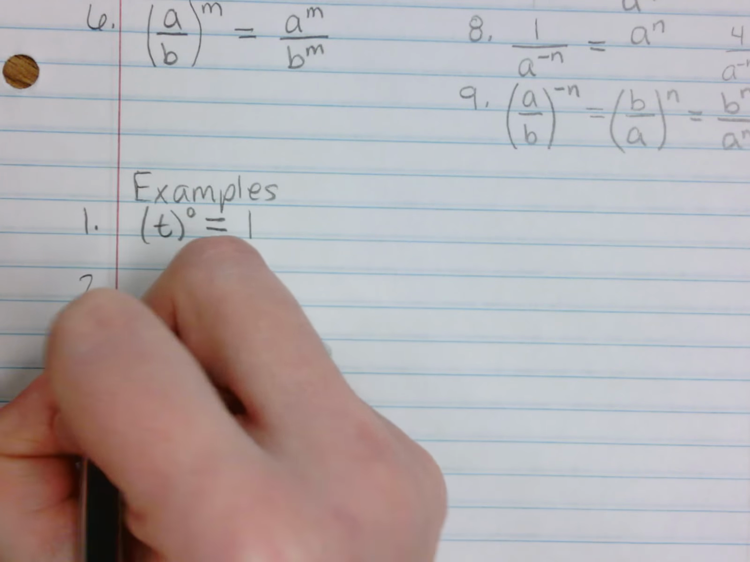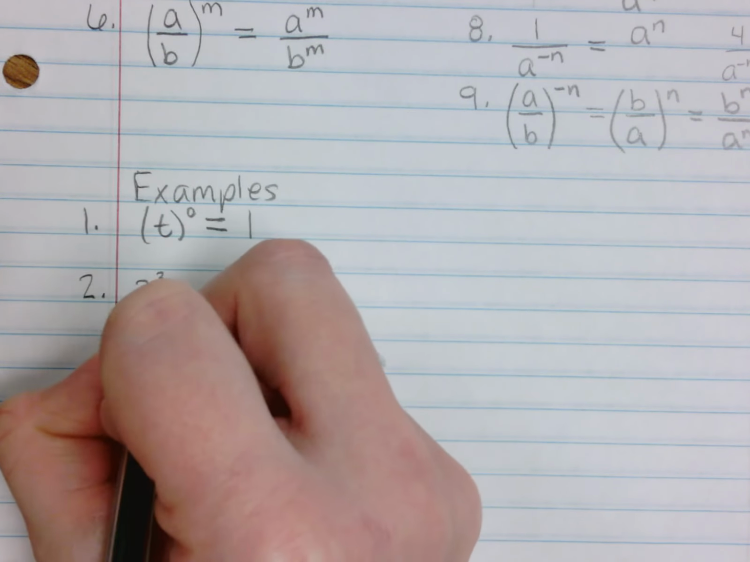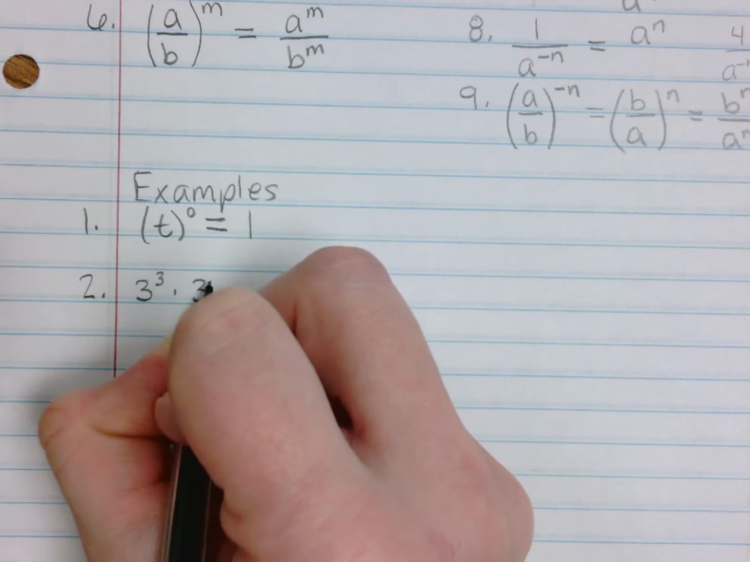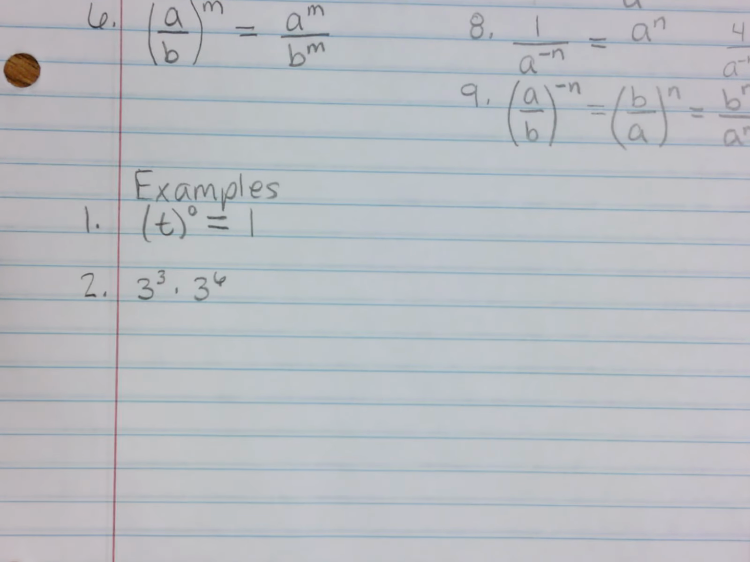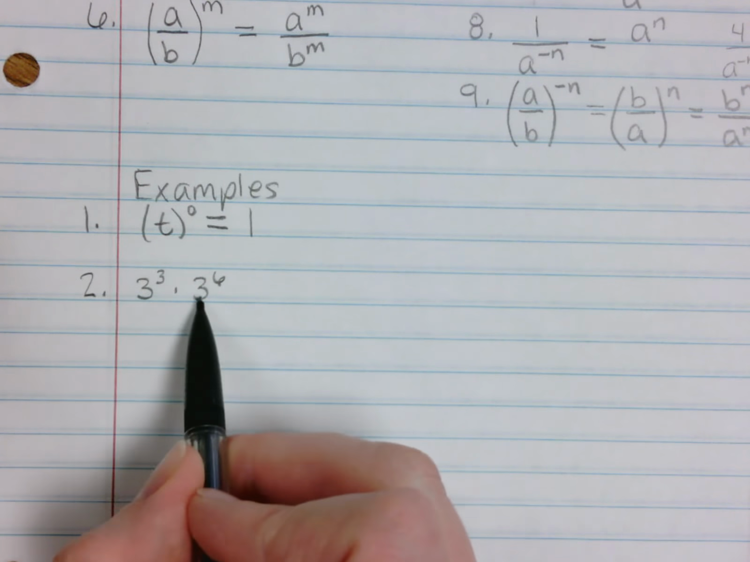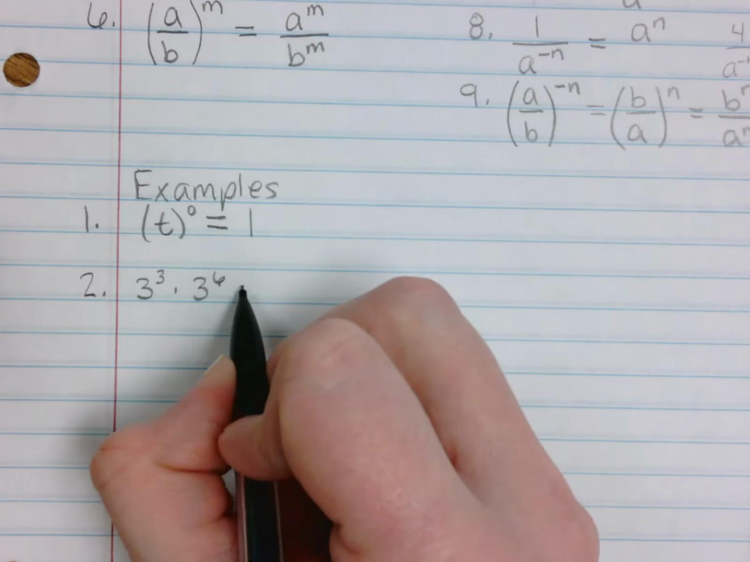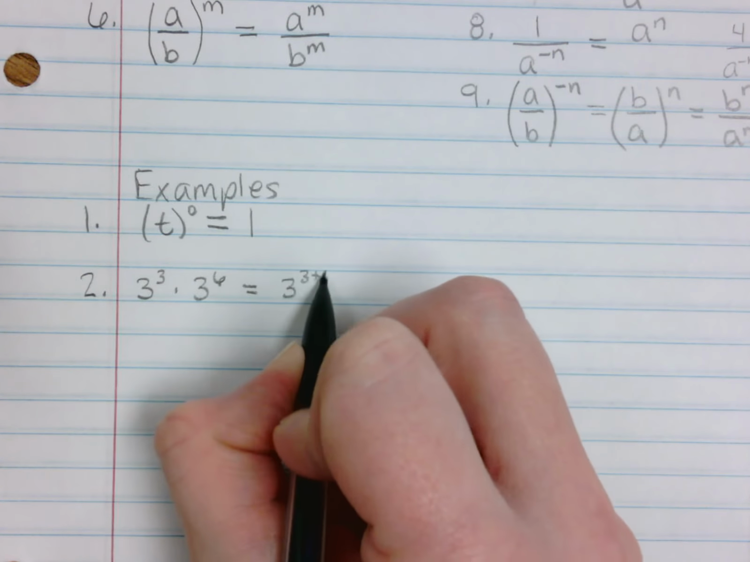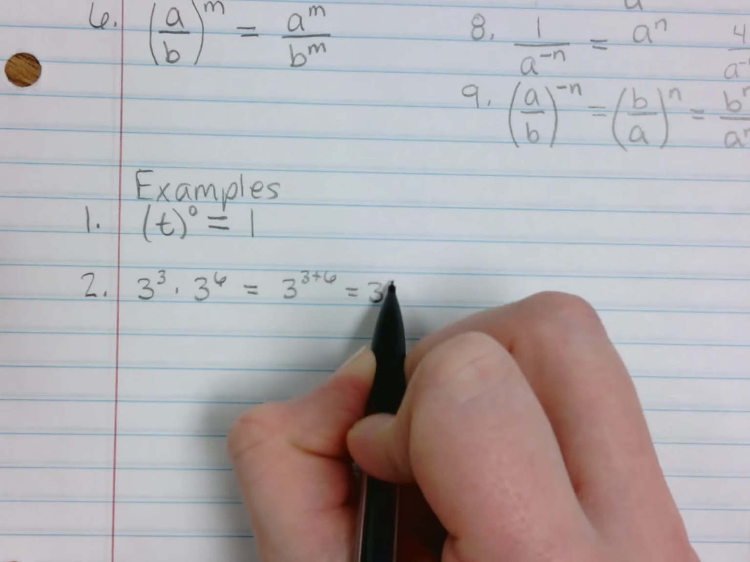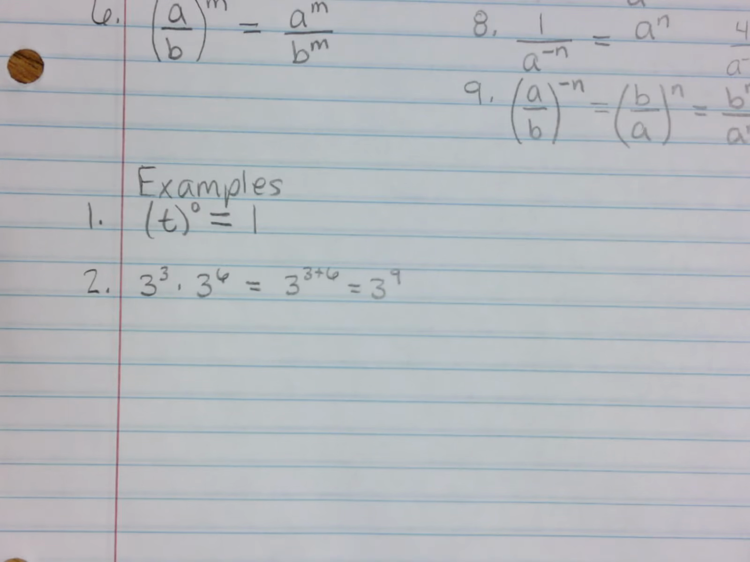Example number 2, we're going to do 3 to the 3rd power times 3 to the 6th power. Now obviously, since there's all numerical values here, we could punch this in the calculator and get the answer. However, that's not what our goal is. We want to actually use our properties. So noticing that we're multiplying our powers, that would mean we add our exponents. So 3 plus 6 gives us 3 to the 9th. I'm fine with you stopping there.